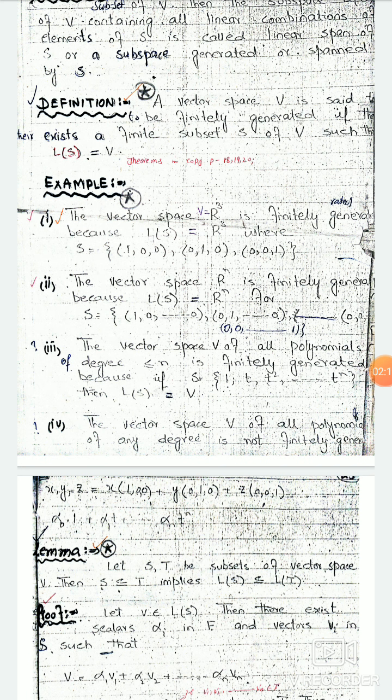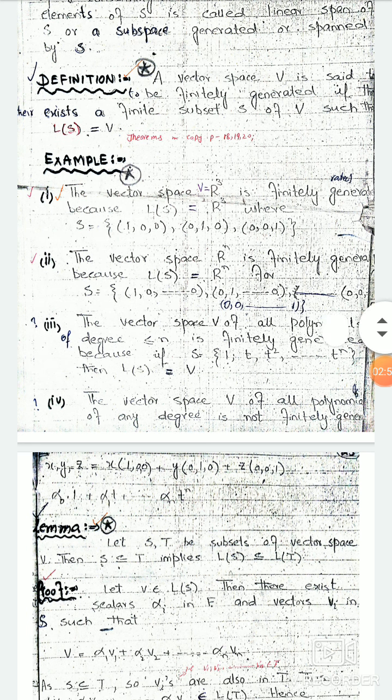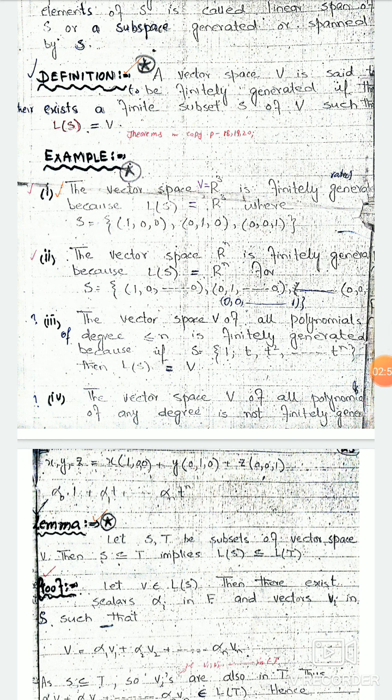Third, the vector space V of all the polynomials of degree less than or equal to n, all the polynomials whose power is non-negative, is finitely generated because if S is equal to {1, t, t square, ..., t power n}, then Ls is equal to V, because this set S generates all the polynomials of degree less than or equal to n. Fourth, the vector space V of all the polynomials of any degree is not finitely generated because no finite set S can generate this space V.